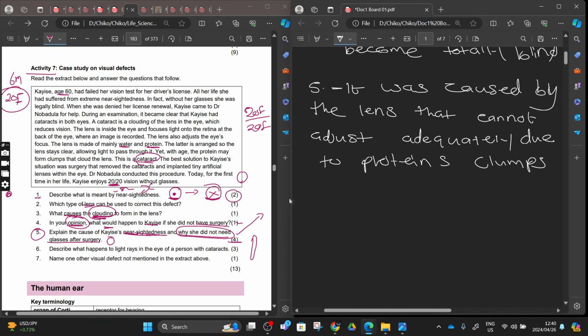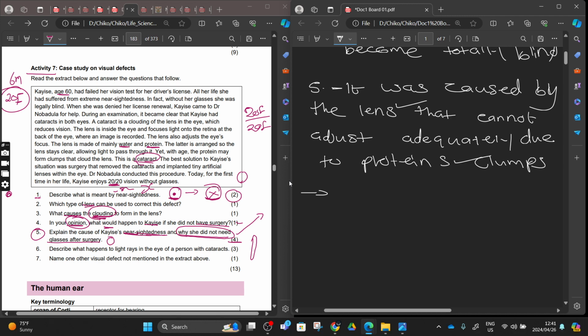And then during surgery, the thing was removed. Here you are going to get 2 marks, because this protein was causing our lens not to adjust adequately, or to adjust in a proper way, or to flatten, or it was caused by a lens that cannot flatten, less convex, whatever, due to the proteins there. Because we have protein inside, these proteins are causing our lens not to adjust. But during surgery, the lens was removed and replaced with the artificial one.